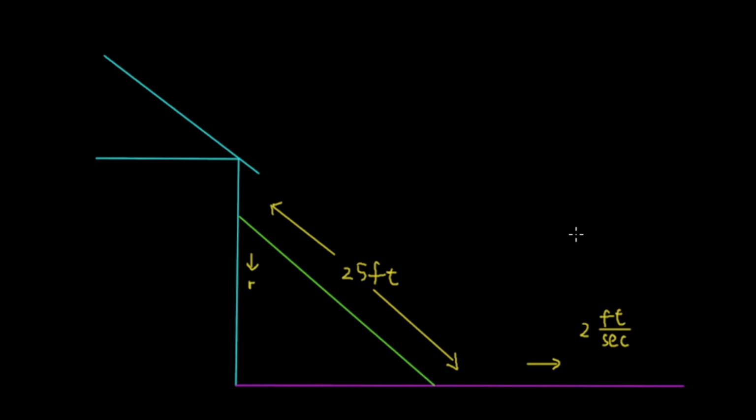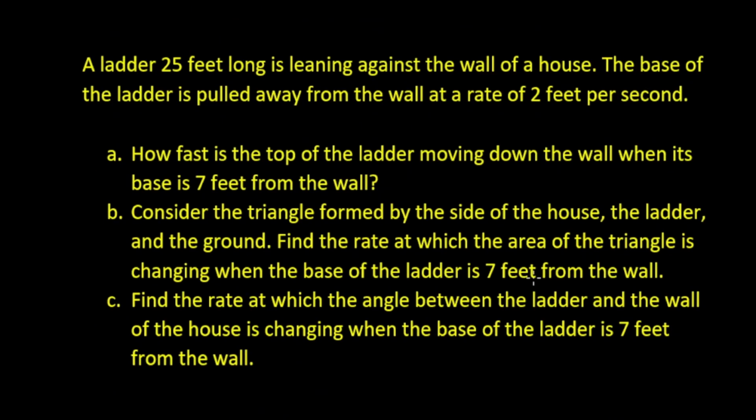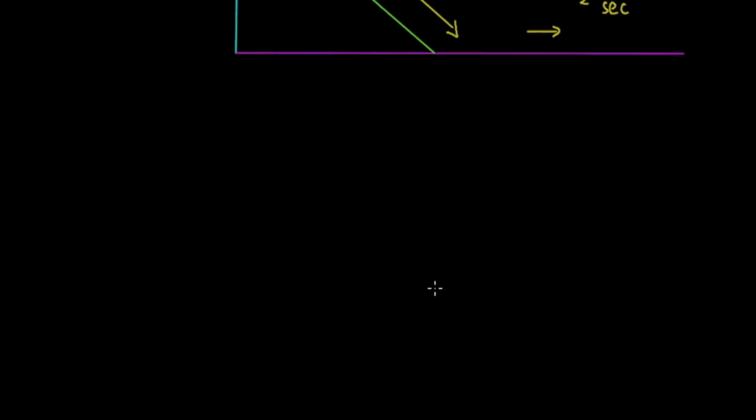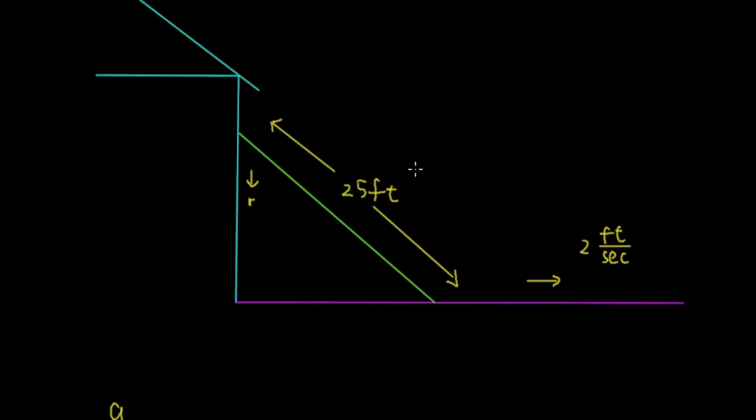Okay, so let's look at part A. How fast is the top of the ladder moving down the wall when its base is 7 feet from the wall? Okay, so first of all, let's look at what information we know. So part A, we know that the ladder is 25 feet long.